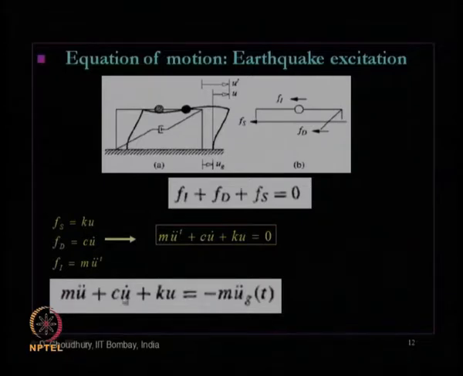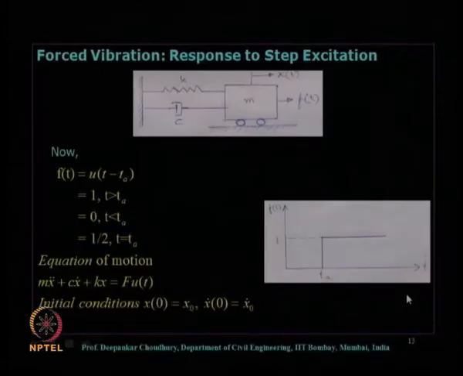So, by simplification we got the basic equation of motion for earthquake excitation like this: m u double dot plus c u dot plus k u equals minus m ug double dot of t. Here ug double dot is nothing but the ground acceleration due to earthquake. That force will give us the dynamic force due to earthquake, whereas u is the relative displacement between ground and the top level where mass is concentrated.